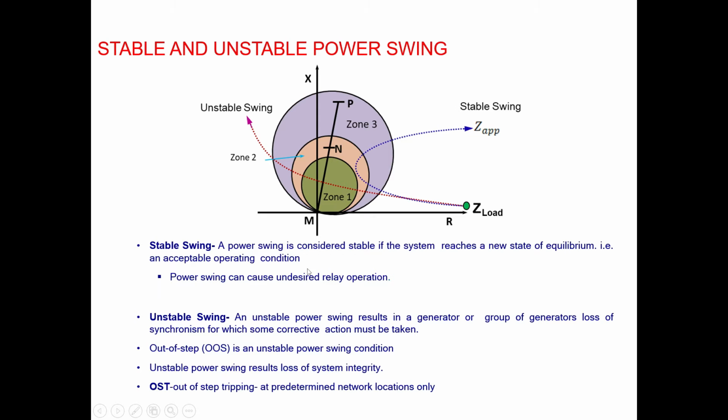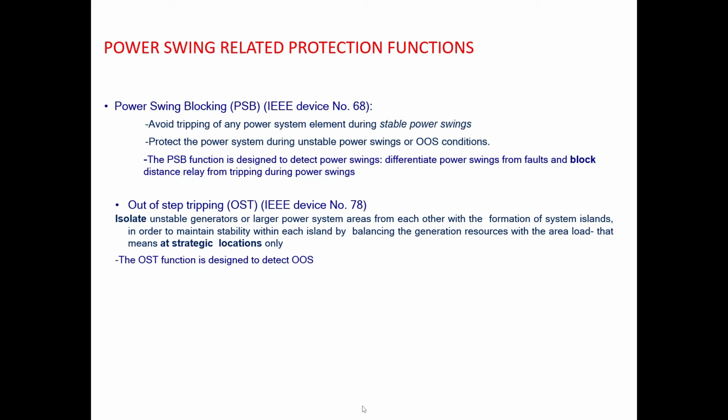Second thing, unstable power swing results in generator or group of generators losing synchronism, for which some corrective action must be taken, which I have already explained in the last slide, and out of step protection is used. Unstable power swing results in loss of system integrity, and out of step tripping at predetermined network locations only is used. The remaining system then will run in an island mode. So this is what is defined in the IEEE. Power swing blocking is device number 68 and out of step is 78.